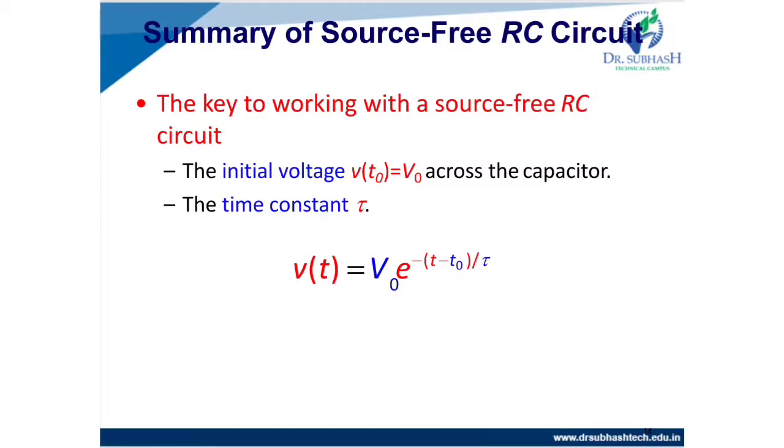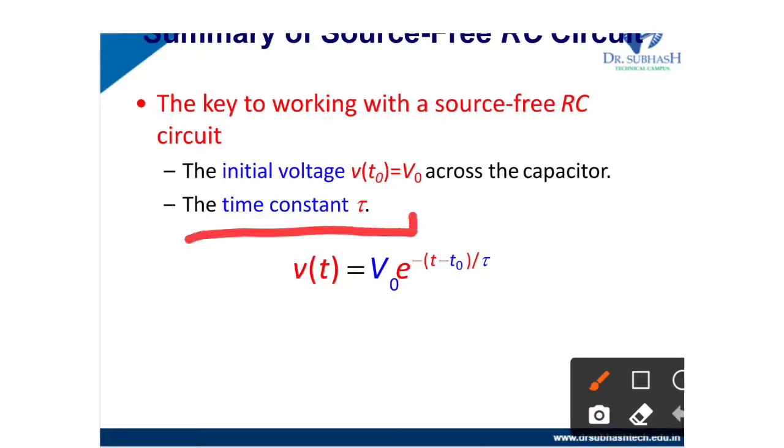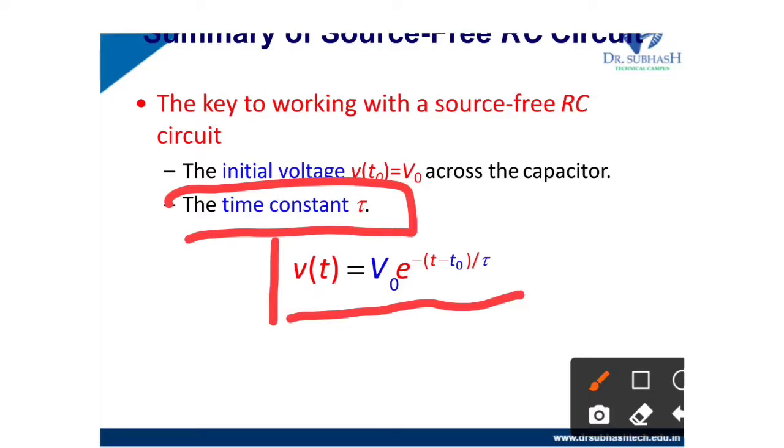The summary of source free RC circuit. The key to working with the source free RC circuit: the initial voltage v(0) equal to v0 across the capacitor, time constant equal to RC, and v(t) equal to v0 e raised to minus t upon time constant.